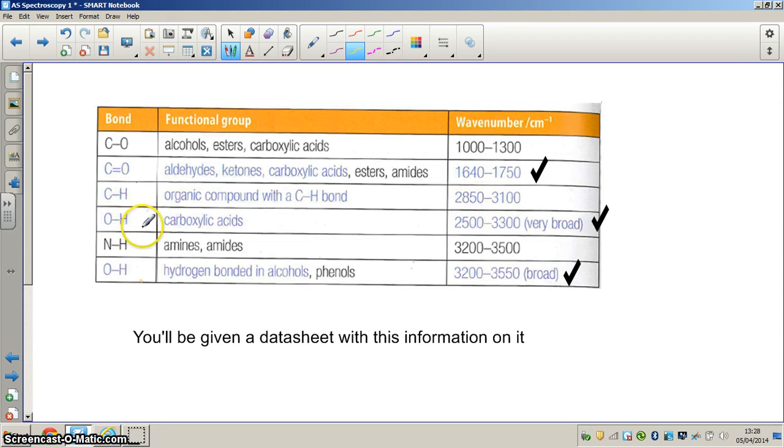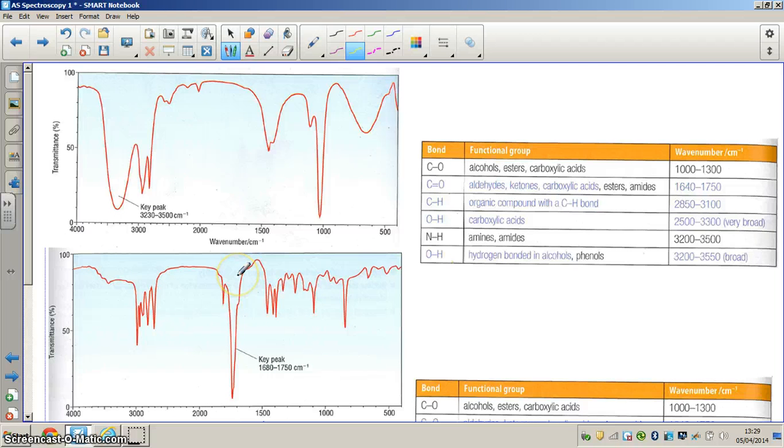The OH group of a carboxylic acid, and again we've got the numbers here, 2500 to 3000, very broad, and again we'll look at that. And the OH group in alcohols and phenols, and again we've got a wave number. In other words, we've got a way of identifying these functional groups in molecules from an IR spectrum, and the easiest way to do that is with examples. So let's have a look at an example.